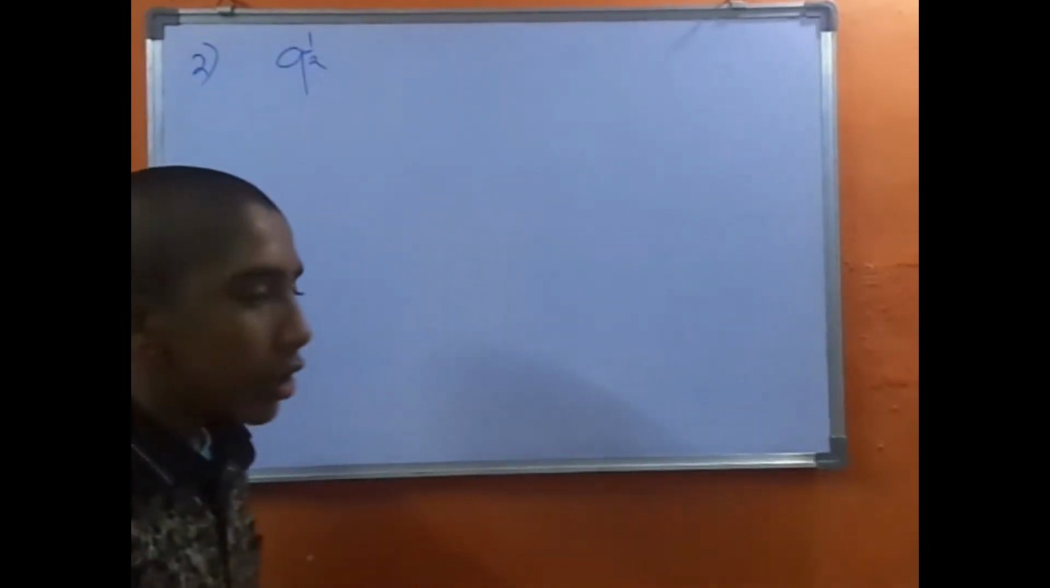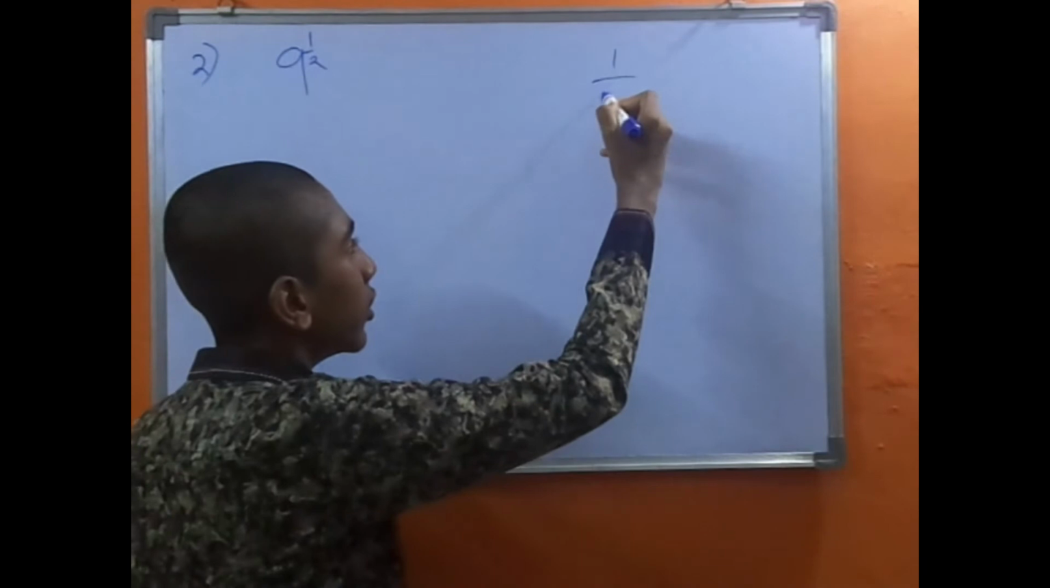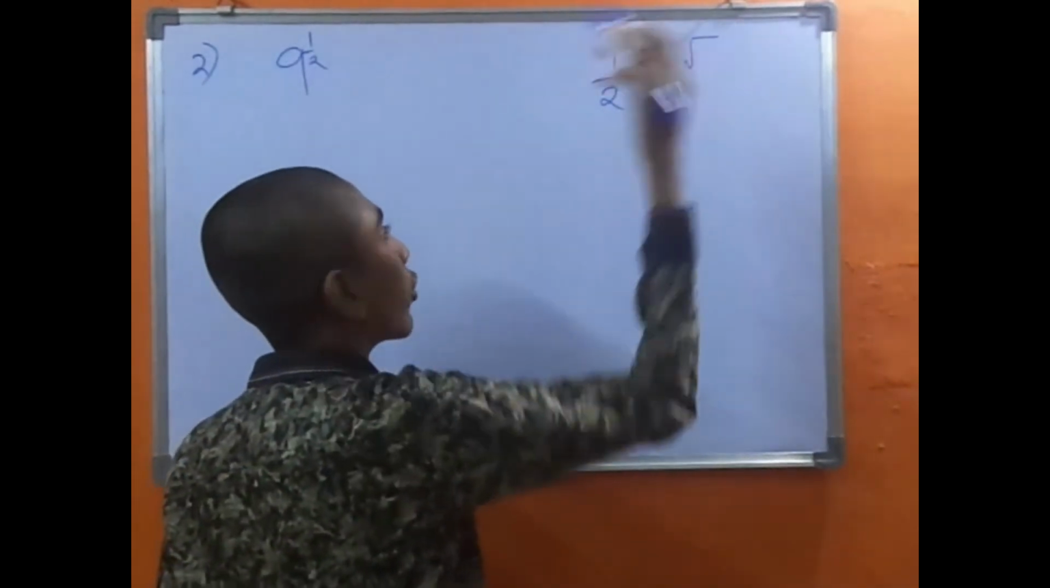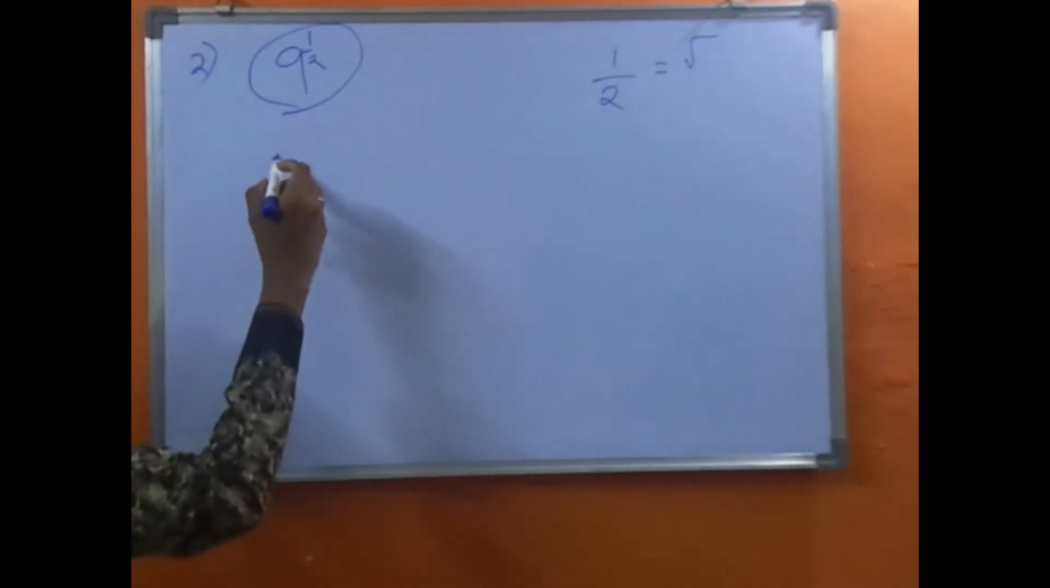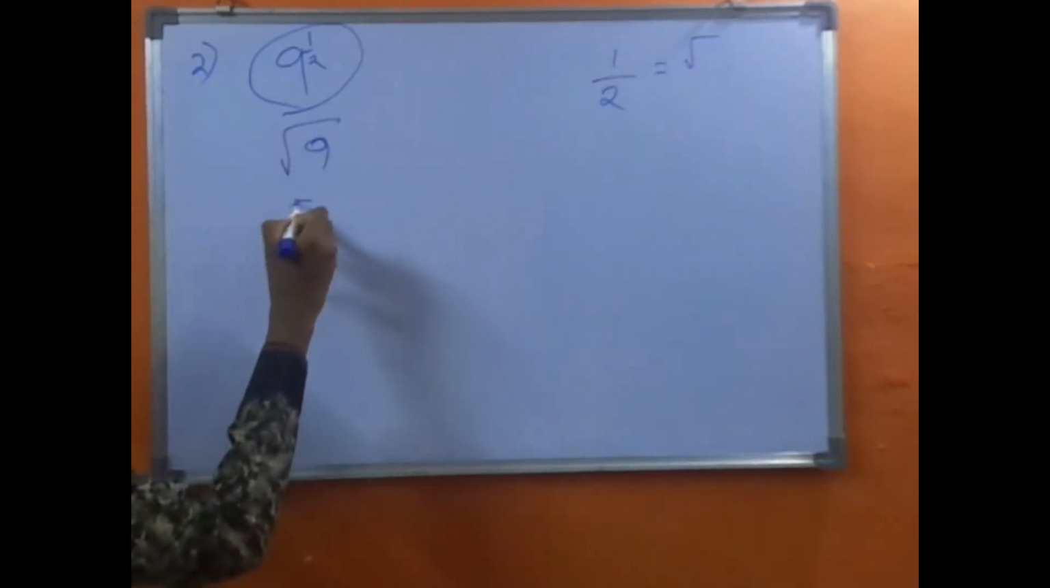So the second one is we need to find the following. The first one is 9 power 1 by 2. So what is 1 by 2? 1 by 2 is nothing but square root. So this expression will be equal to root of 9, which is 3. Simple.